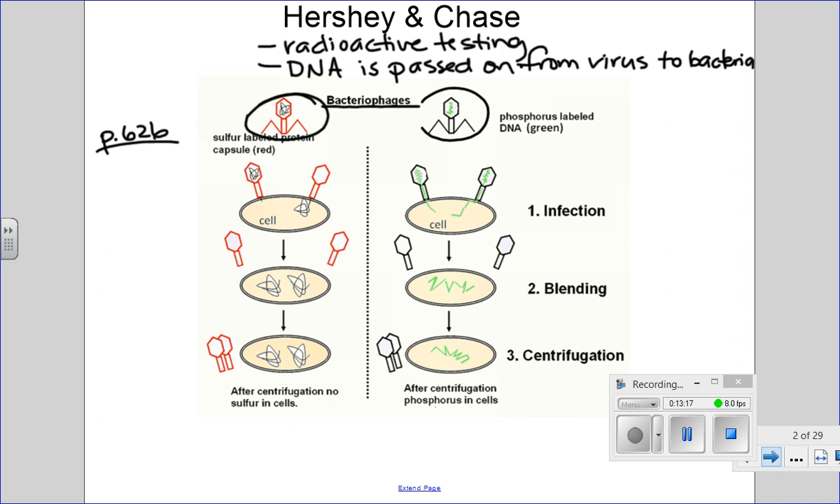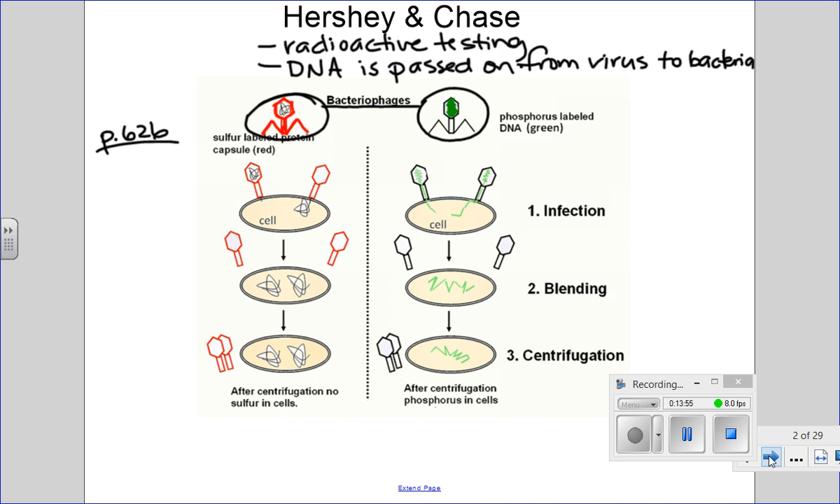So they had two bacteriophages. In one of them, they attached radioactive markers to proteins. And since sort of the capsule, the outer coating of the bacteriophage is made out of protein, the whole outside of it was red. In the other trial, they labeled the phosphorus, which is part of the DNA molecule, and so what is in the sort of head of the structure, which is the DNA, was colored green.